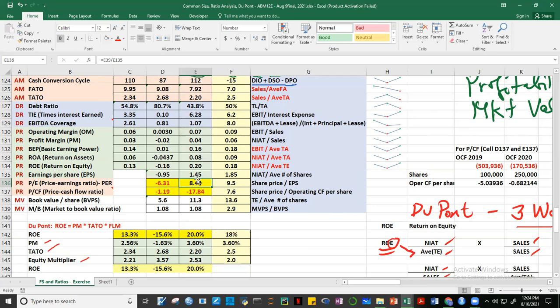Ang ibig sabihin ng 8.4 dito, sa bawat share, we need to buy that stock at 8 pesos and 40 centavos in order to have an EPS of 1 peso. Ano yung EPS? 1 peso na net income after tax. So para magkaroon tayo ng net income na piso sa bawat share natin, kailangan mag-invest ka ng 8.4.